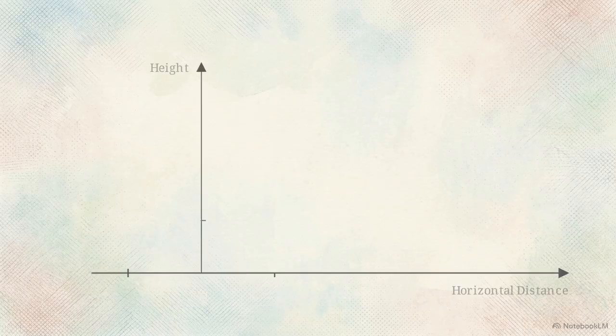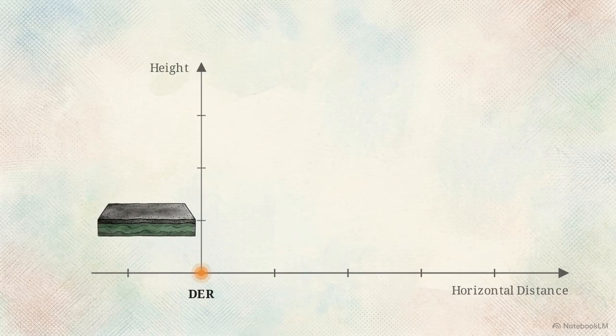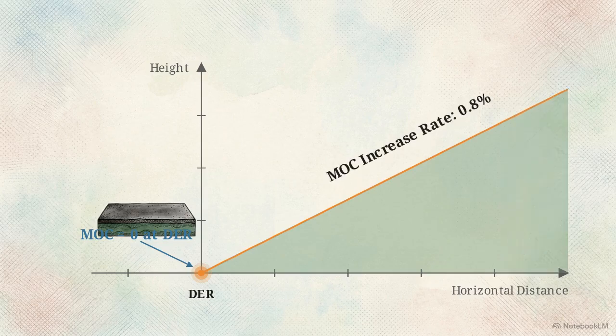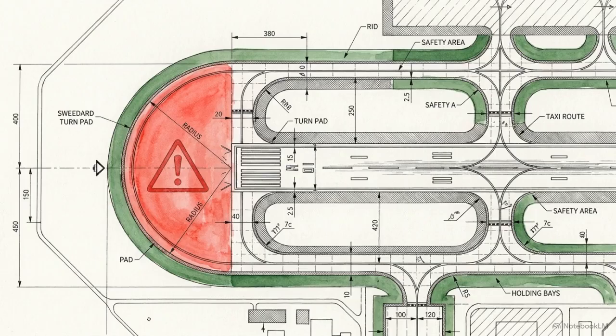The required MOC values are mathematically fixed. At the departure end of the runway, the clearance requirement is 0 meters. It then increases at a rate of 0.8% of horizontal distance flown. If a turn is required, the turn initiation area enforces a strict minimum clearance of 90 meters or 295 feet.